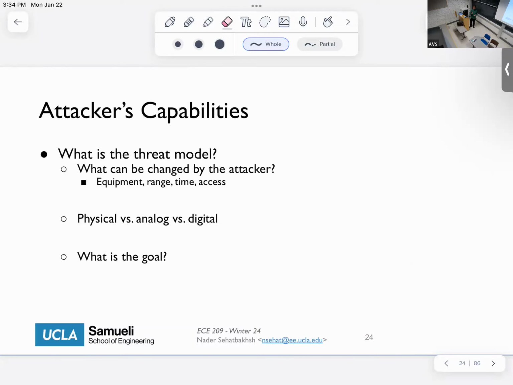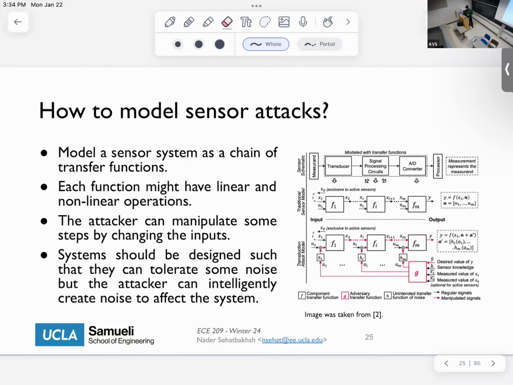This includes equipment, the range, the time, the access, the power of the attack, and so forth. Another important thing to remember is whether the attacker is trying to attack the physical domain, the analog domain, the digital domain, or all of the above. And finally, you have to understand the goal of the adversary. Is it a denial of service attack? Is it an integrity attack? Or is it more of a confidentiality attack? Okay, so these are the things that we need to consider.